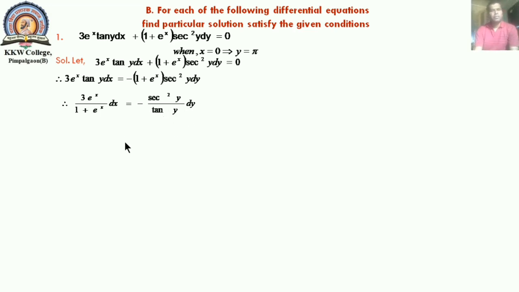Now integrating both sides, as the variables are separated, we get integration of 3 e raised to x upon 1 plus e raised to x dx is equal to minus integration of sec square y upon tan y dy.